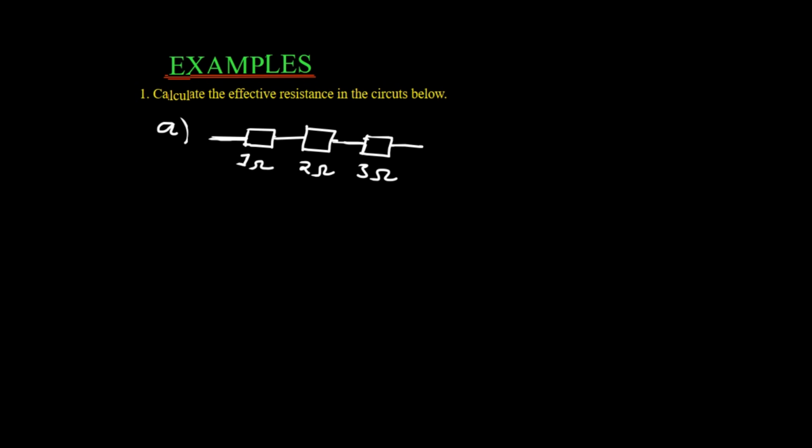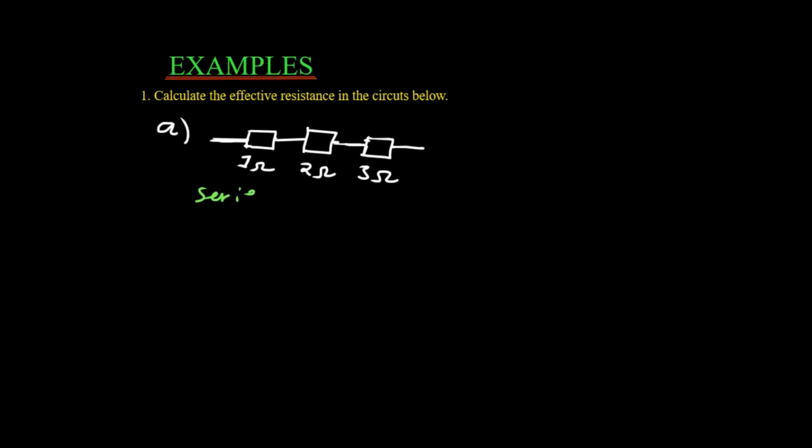Example 1. Calculate the effective resistance in the circuits below. A. As you can see from this circuit, the resistors are in series. So to calculate the effective resistance, we'll use the formula for series connection. R effective equals R1 plus R2 plus R3. We only go up to 3 because we have 3 resistors.